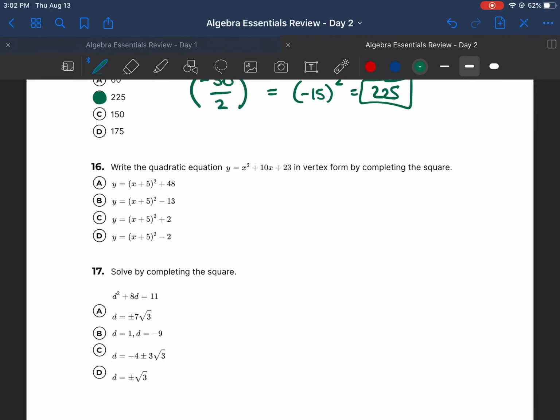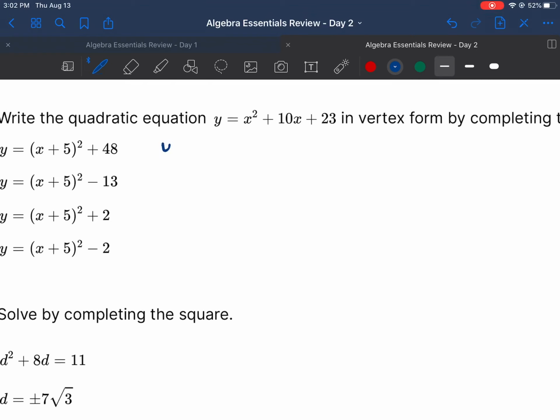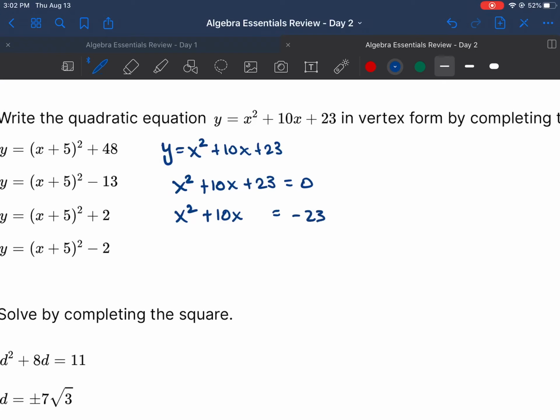In number 16, we want to rewrite the quadratic equation, which is in standard form, into vertex form by completing the square. So let's go through the process of completing the square. So here we have y equals x squared plus 10x plus 23. And we want to begin by setting this equal to 0. So x squared plus 10x plus 23 equals 0. The next thing we want to do is separate the constant from the side with the variables. So we'd have x squared plus 10x equals negative 23.